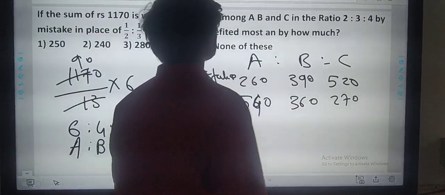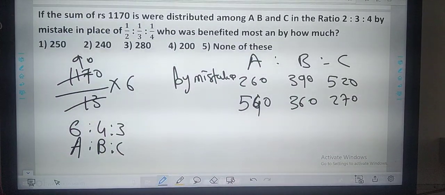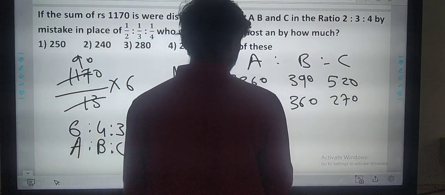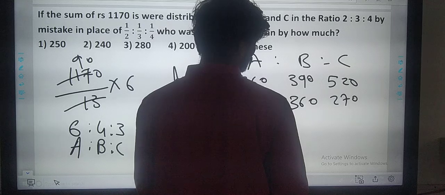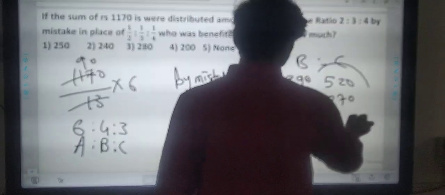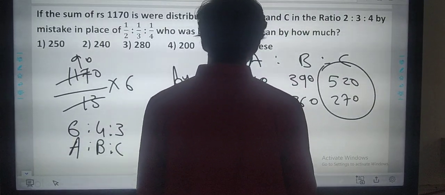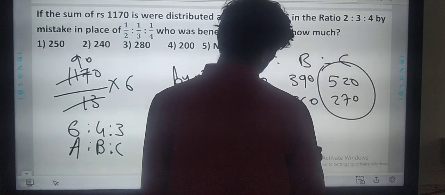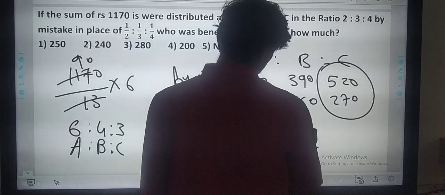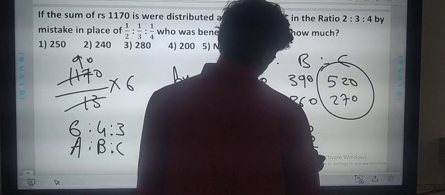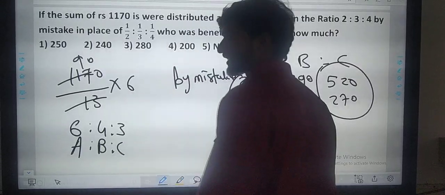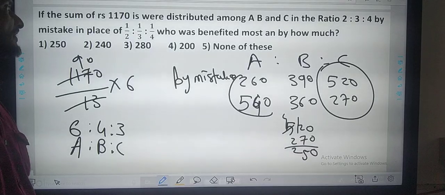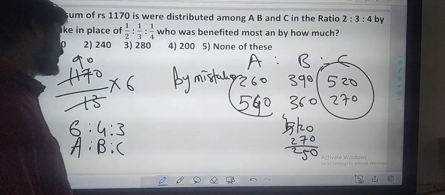Then who was benefited most and by how much? Then A got a loss here, C benefited most, and how much amount, that is 520 minus 270, that is 250 rupees. Then C benefited most by 250 rupees.